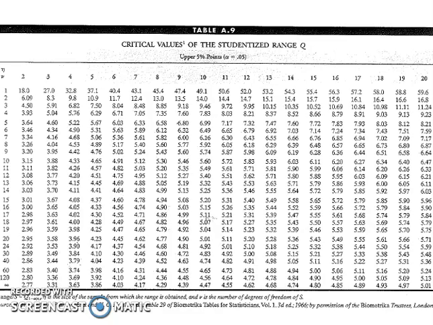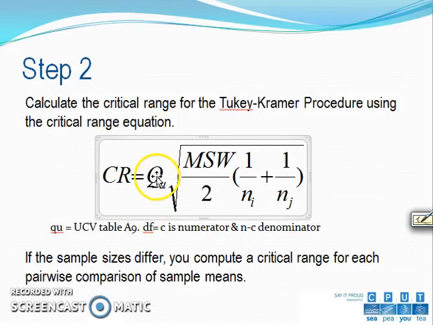So the Q table will be given to you in your exam, like with all the other tables. And in my numerator, I should be looking for a value of 4. And in my denominator, I should be looking for a value of 9. So my Q value, or the value from the table that I will get, is 4.42. So I'm going to be substituting 4.42 into my Q value here in my formula. And let's see the other things that I need.